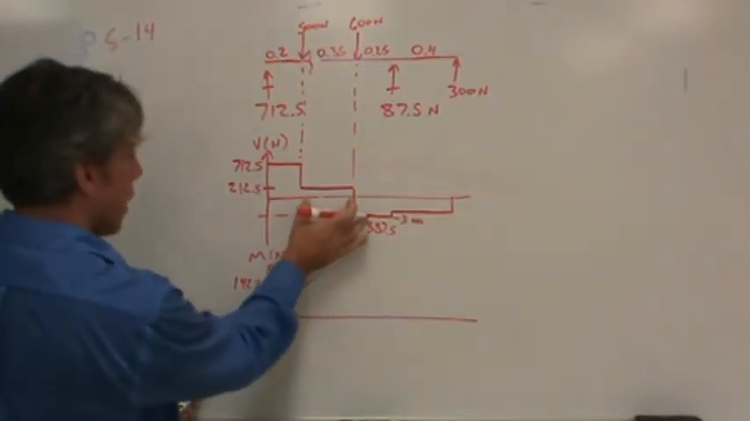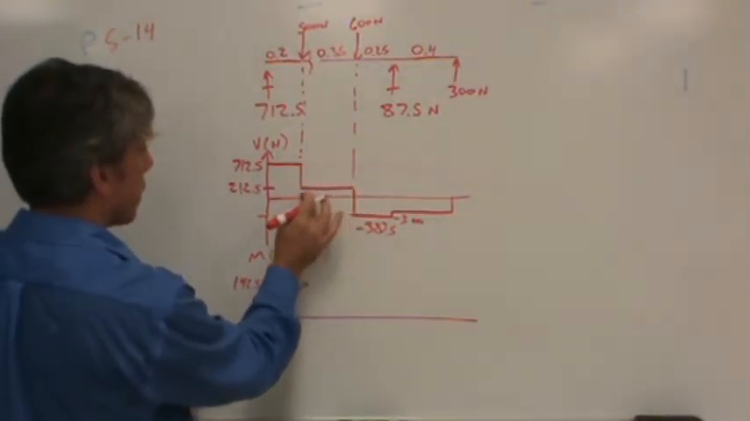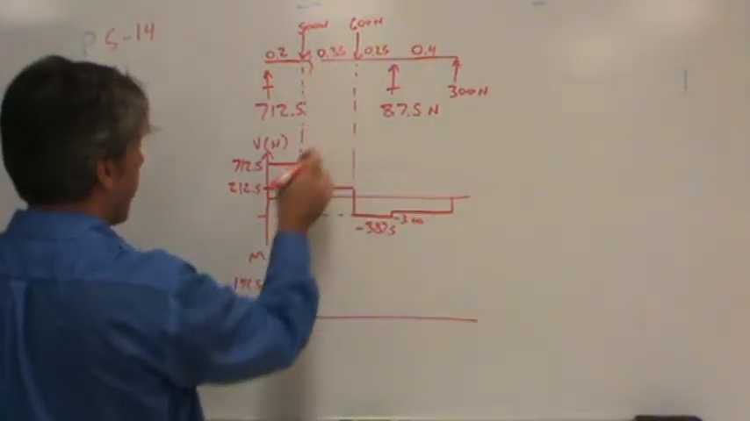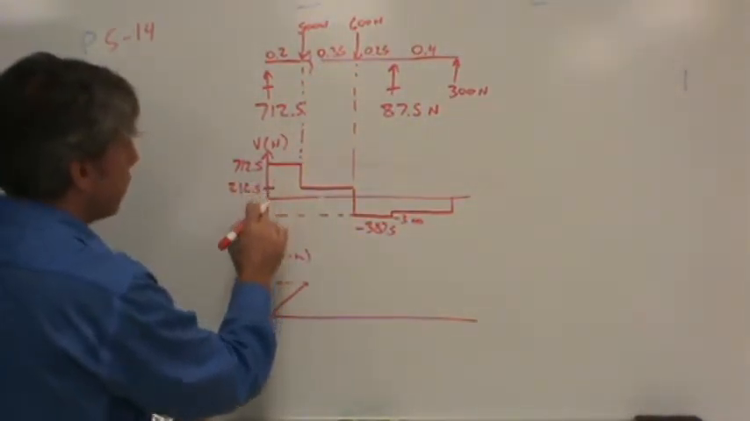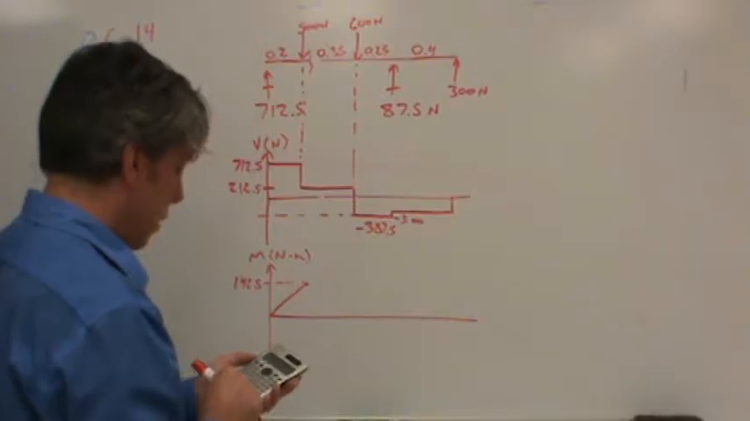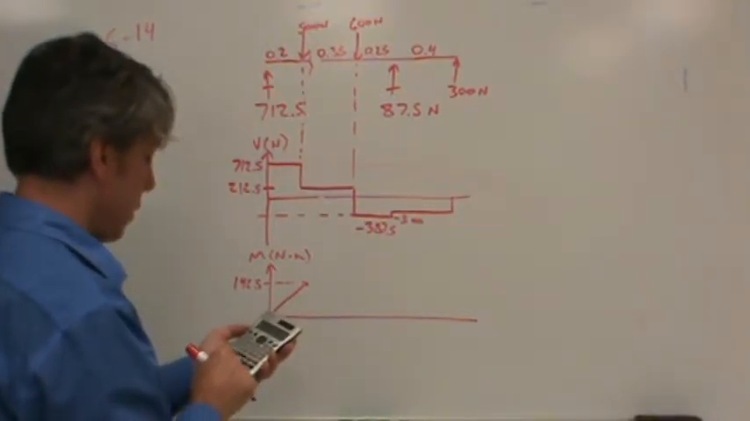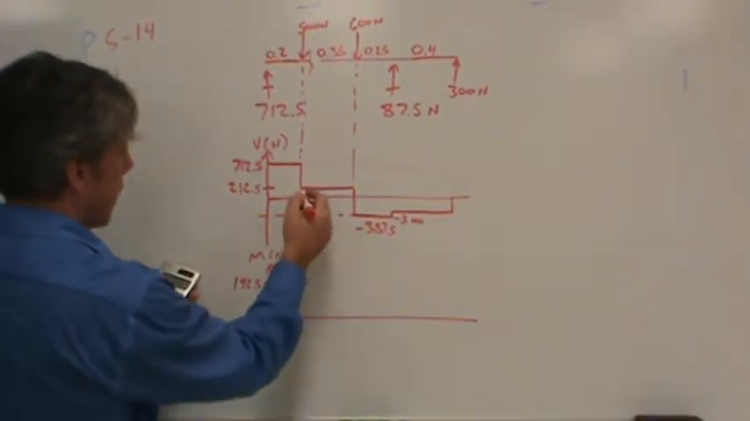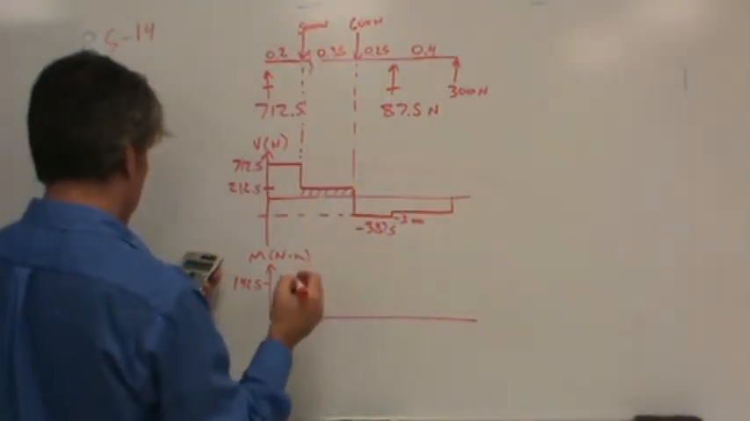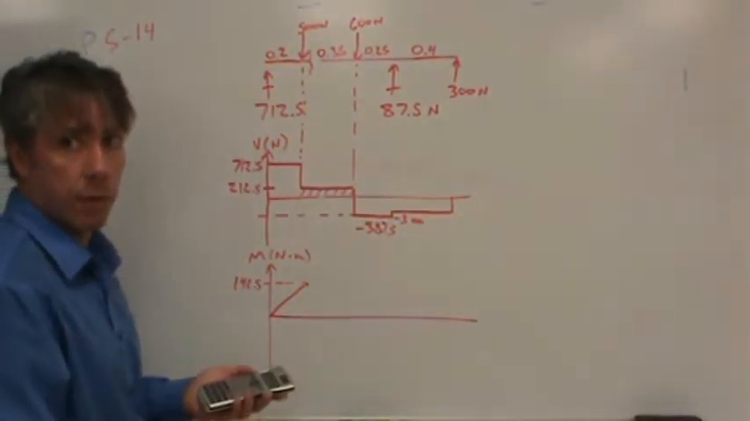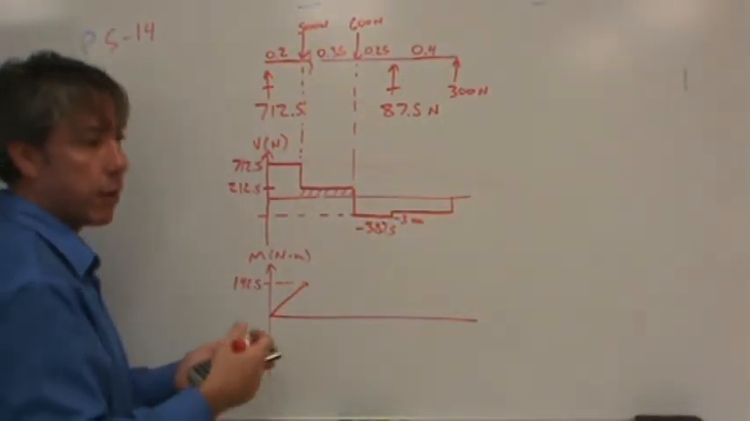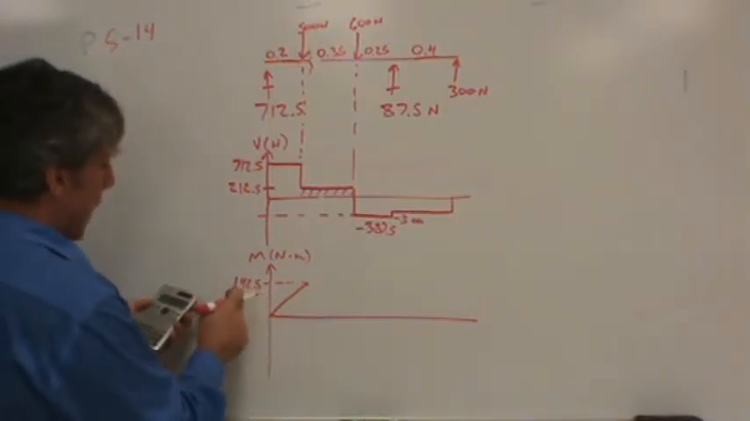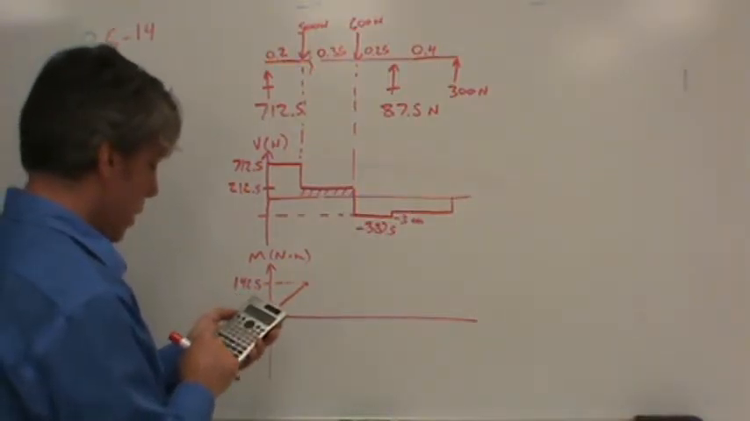142.5 Newton meters. Then we're going to add to that the area from this section, which is 0.35 multiplied by 212.5. 212.5 times 0.35. So this area here is 74.375. Everybody got that? Okay, you can follow along with the calculator if you want. We have to add that to the 142.5.